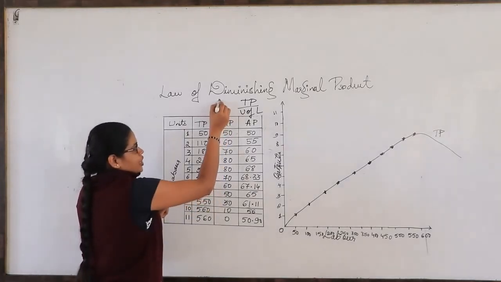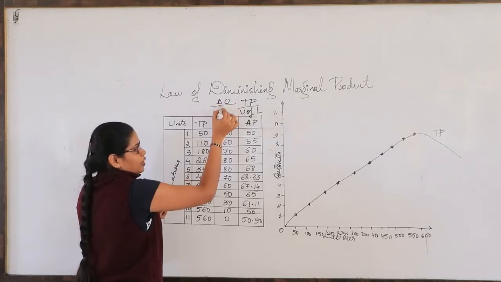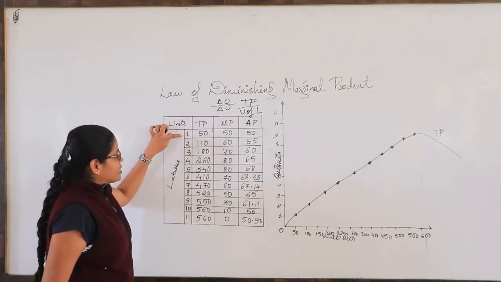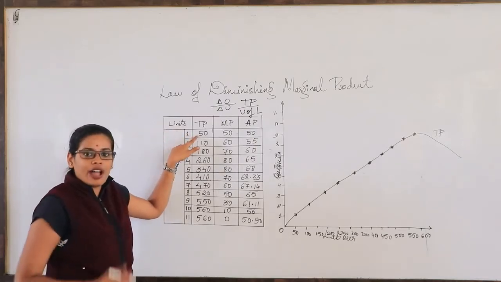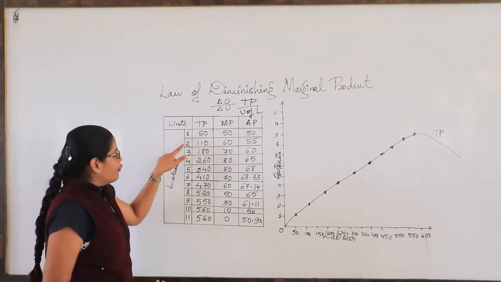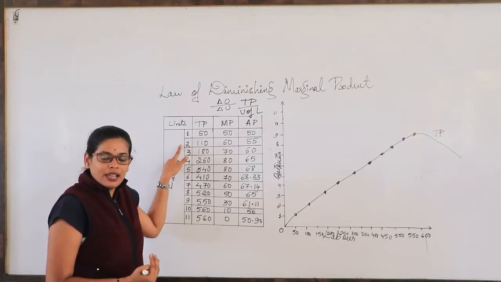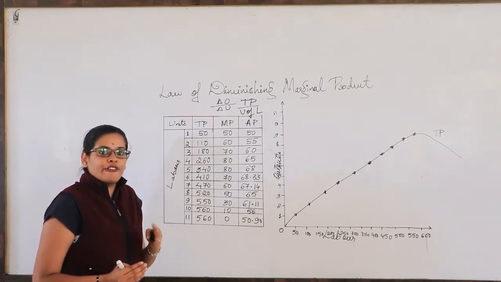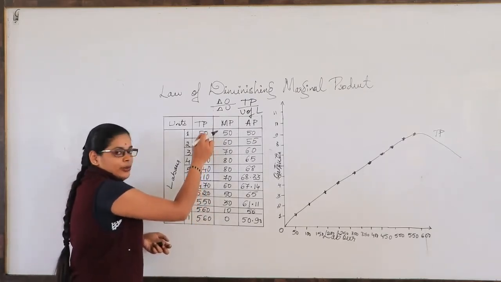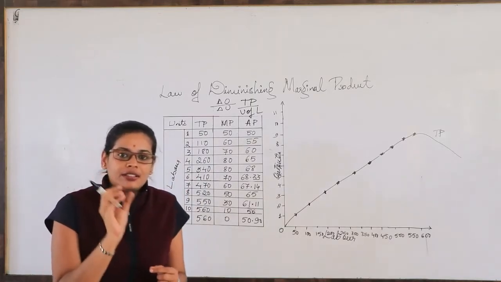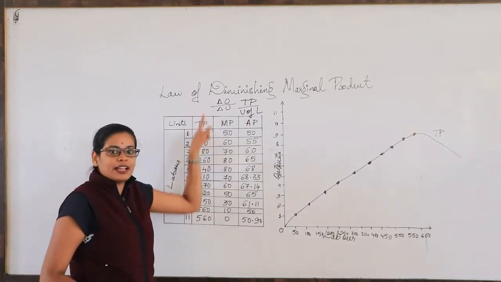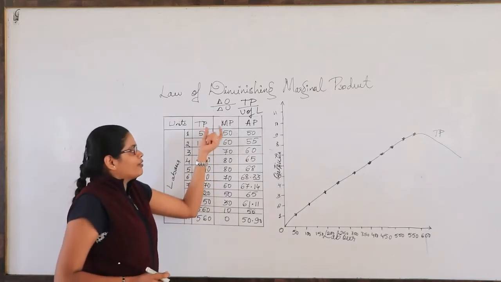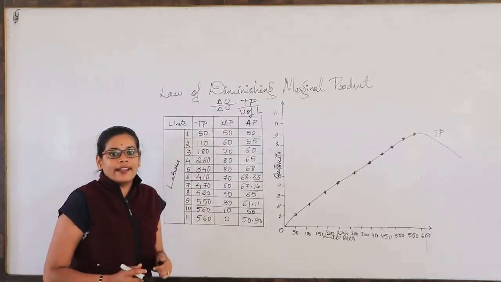What is this change? Change is nothing but the delta. Change in the output divided by change in the units of the input. When you have utilized 1 unit of labor, you have got 50 as the total product. When you increase the labor, which is the variable, from 1 to 2, the total product increases from 50 to 110. The change from 50 to 110, the difference of 60, becomes your marginal product. This is how we calculate the marginal product, the total product and the average product.